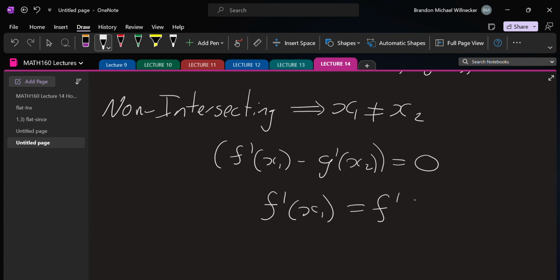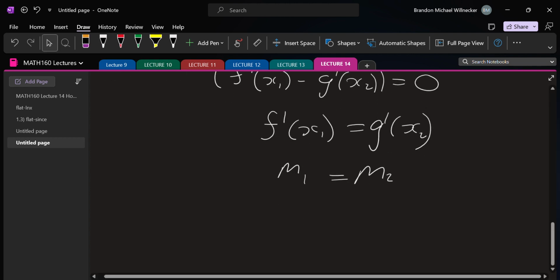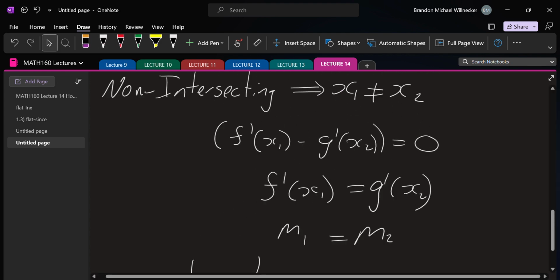So this means f prime of x1 is equal to f prime of x2. So the gradients at the one point, sorry, that's the g. So let's call this m1 is equal to m2. So the gradient on the first curve is equal to the gradient on the second curve.